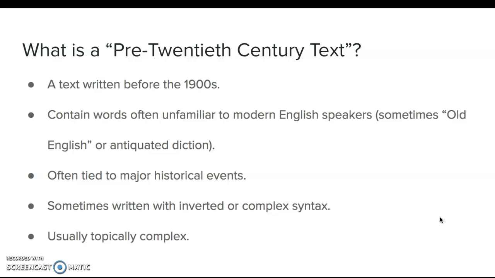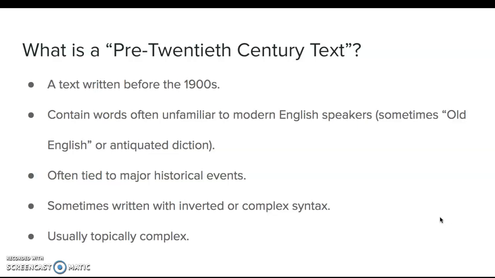So you have a lot of texts in the 1700s, the 1800s, even Shakespeare in the 1600s, right? You have a lot of famous nonfiction and fiction, but we're going to look at nonfiction texts from those time periods. Because of that, a lot of the words are unfamiliar to us, modern English speakers. A lot of times you'll have Old English or antiquated diction, words that just have fallen out of our everyday use, or the meanings have changed over time. So that's what makes it a little bit tricky.